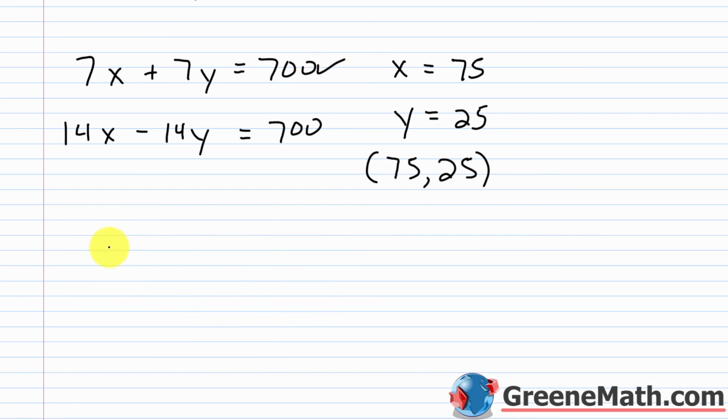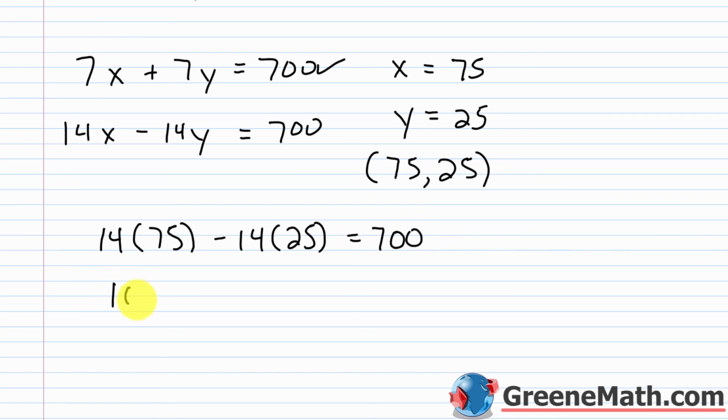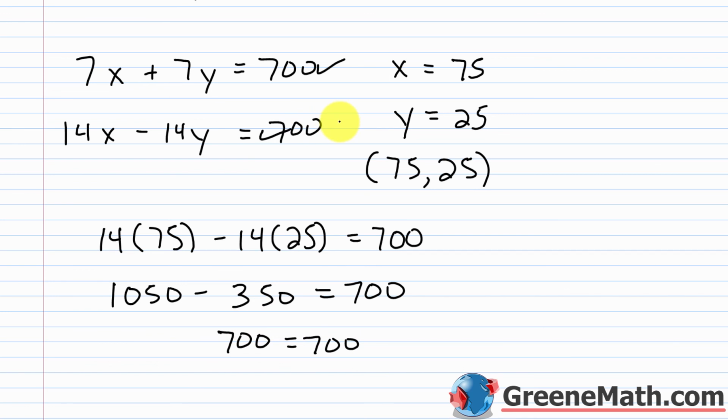Then for the next one, we have 14 times 75 minus 14 times 25, and this should equal 700. So 14 times 75 is 1,050, minus 14 times 25, which is 350. And this should equal 700. And again, it does. 1,050 minus 350 is 700. So you get 700 equals 700. So it works out there as well.